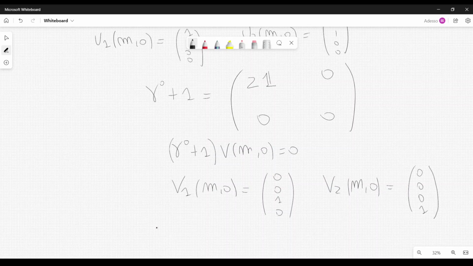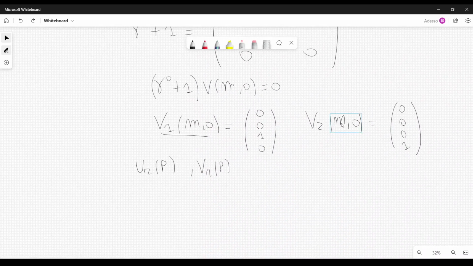Therefore, in general, for a generic system, we will have u sub r of p and v sub r of p, where r can be either 1 or 2, as we saw above. And these are the so-called spinors. They are 4-component spinors.